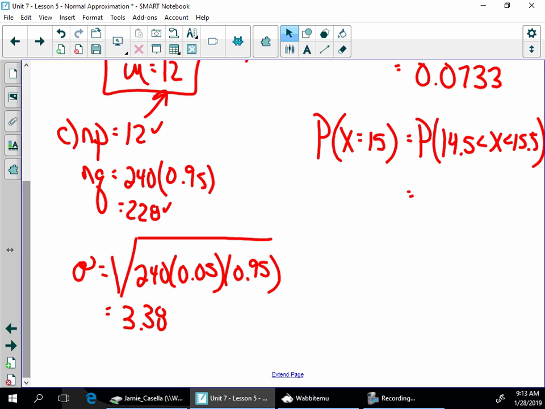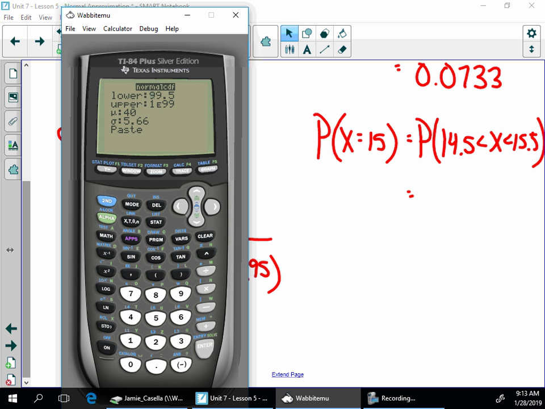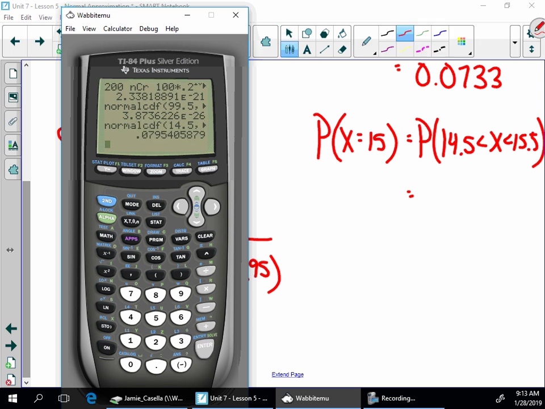Okay, graphing calculator time. What do we got here? Second vars, number 2. We want to go from 14.5 to 15.5. Our mean we just said was 12. The standard deviation we just calculated was 3.38. I'll paste it in there. We'll get an answer of 0.0795.